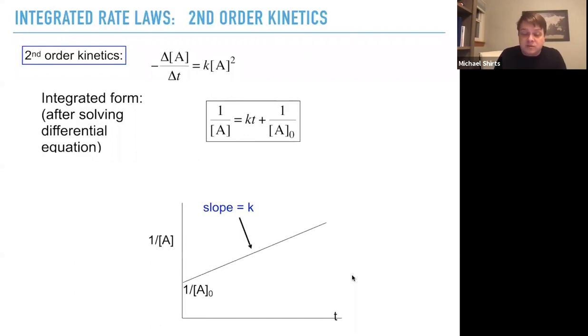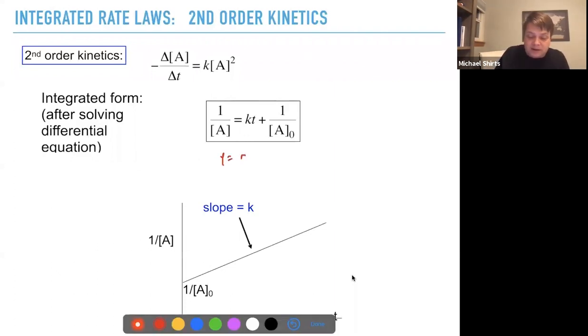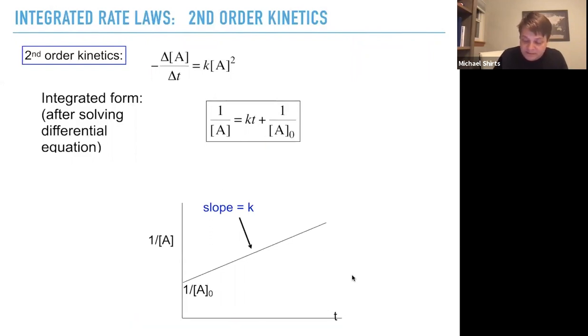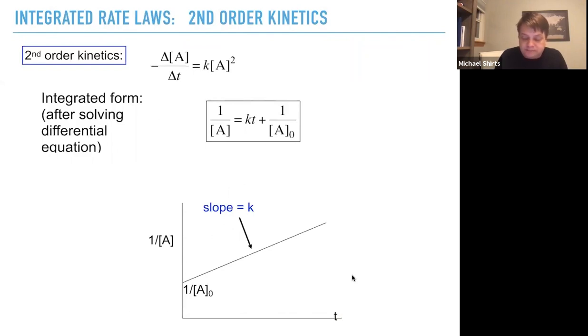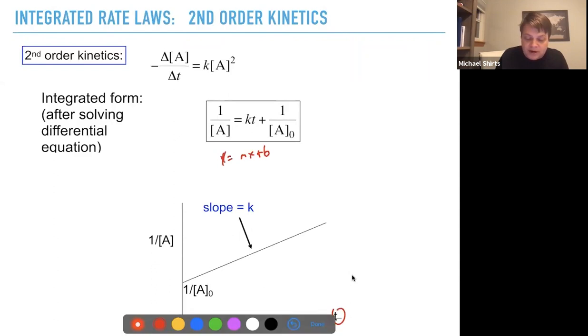So this also is of the form y equals mx plus b, right? Because our independent variable is t, and if that's the case, then k times t is mx plus a constant, 1 over the initial concentration. So y equals mx plus b, where the dependent variable, the y that we plot, is 1 over the concentration of A, and the intercept is 1 over the concentration of A0.